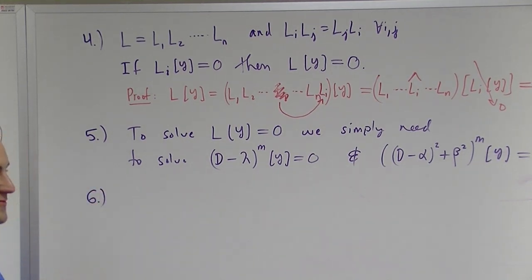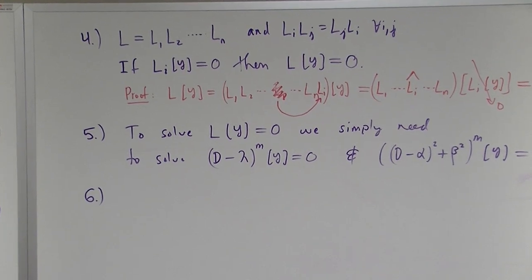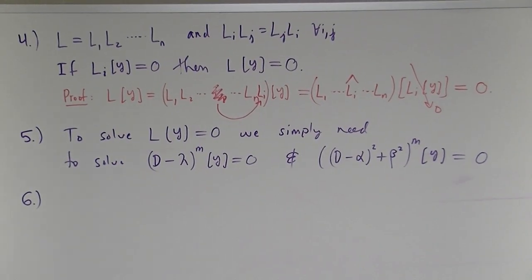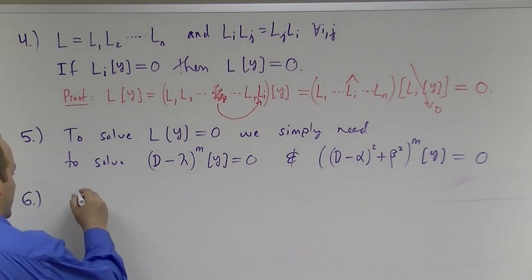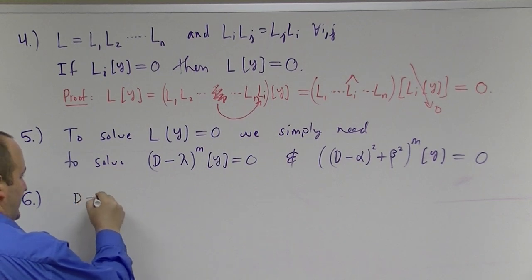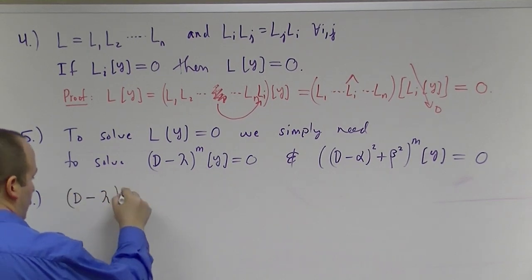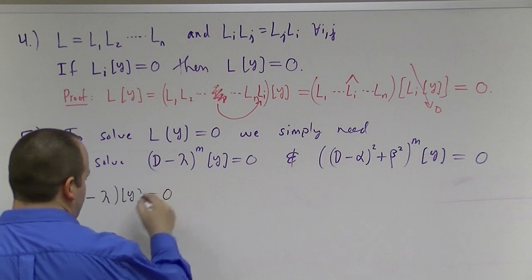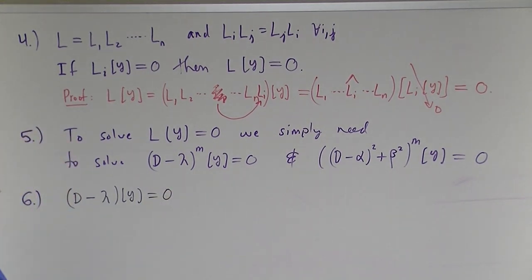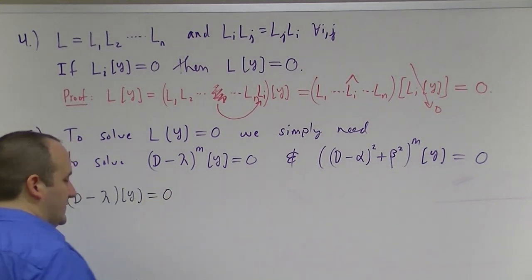And I will begin with the real case. We are going to use complexification to get the other one. So start out with this one. We want to solve D minus lambda, with lambda a constant, acting on y equals 0. I actually almost did this earlier. Now this we can solve.